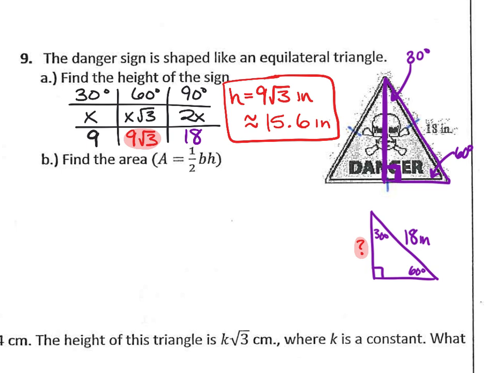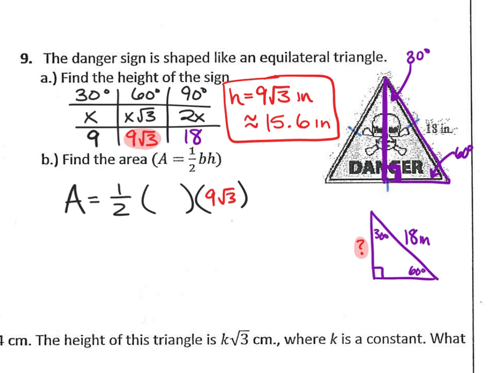Okay, cool question. It asks me to find the area of the triangle, the whole sign itself, not the little purple triangle we made, but the whole one itself. And it goes on to tell us that, remember, area for a triangle is 1/2 base times height. So I just need to fill in the base and the height. Well, we just found the height of this triangle. What was it?